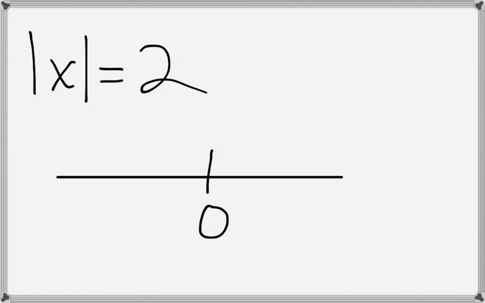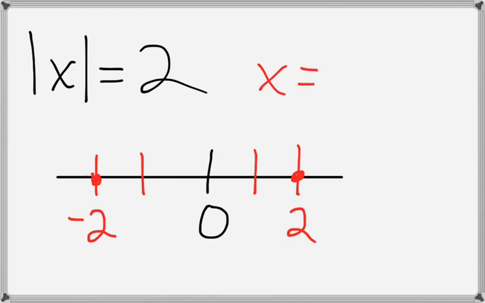If we have the equation absolute value of x is equal to 2, we're looking for numbers whose distance from 0 on the number line is 2. So if we go 2 units from 0 in this direction, we're at the number 2. And if we go 2 units in this direction, we're at the number negative 2. So x could be 2 or negative 2.